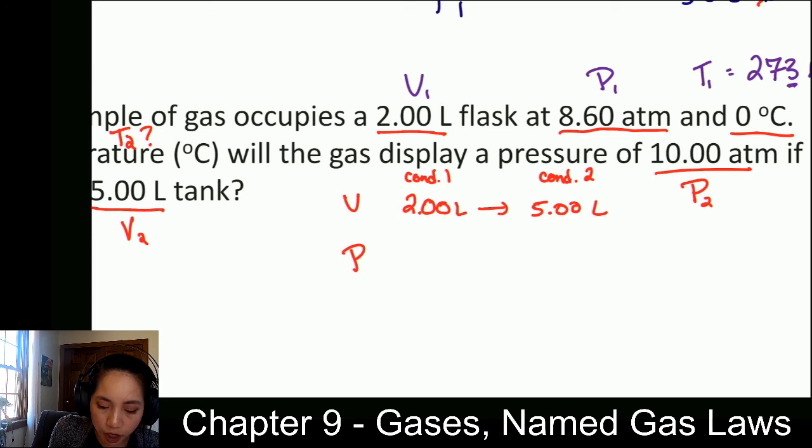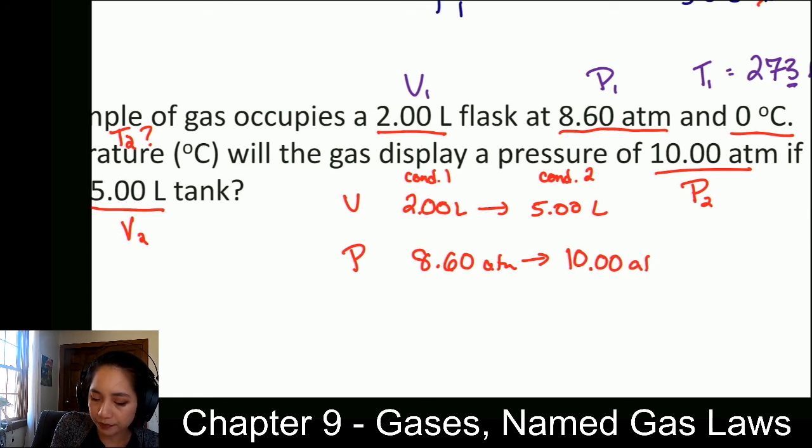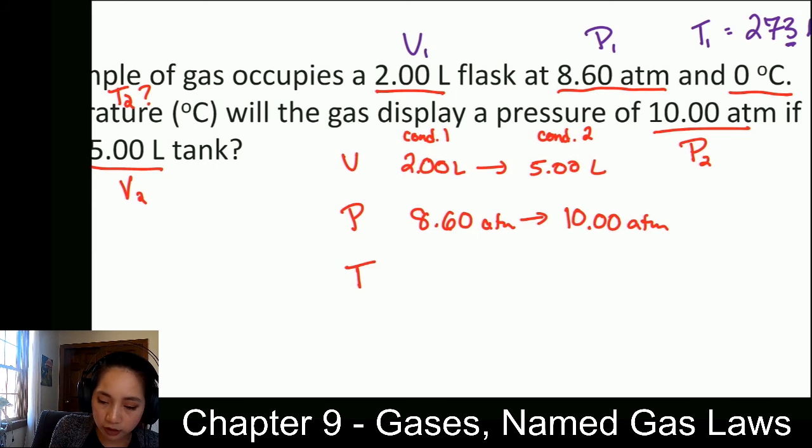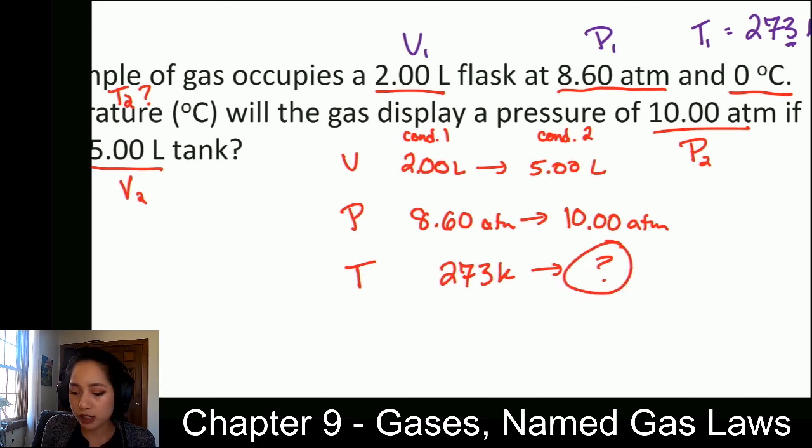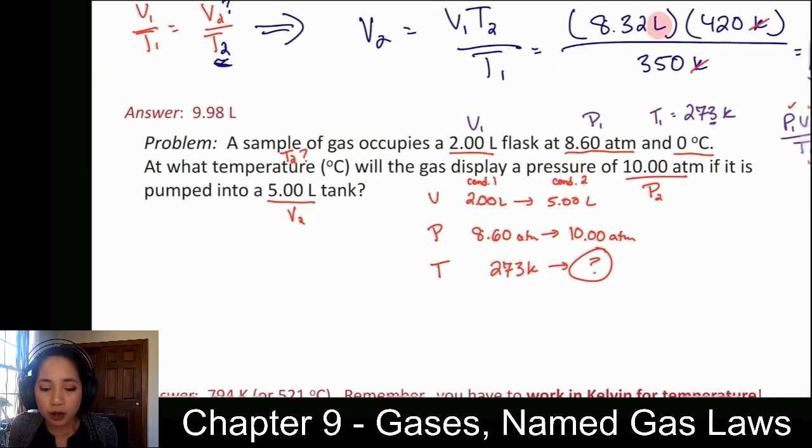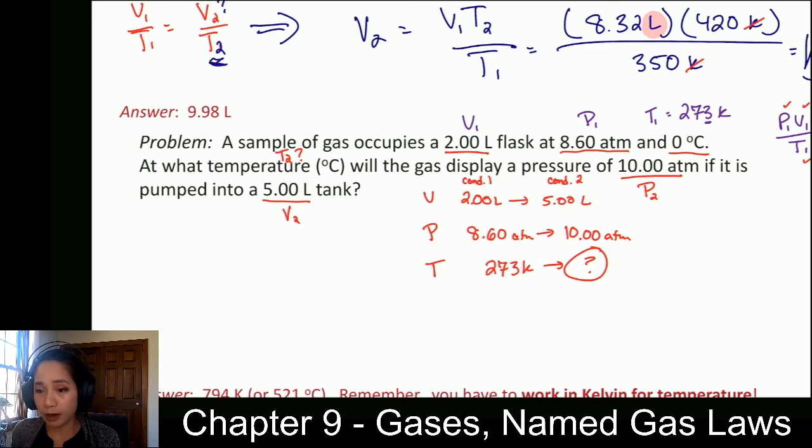What's happening to the pressure? It is going from 8.60 atm to 10 atm. So we're increasing the pressure. And then finally, temperature. It's going from 0 degrees Celsius or 273 Kelvin to some new temperature. So we don't know this. This is what we have to solve for. So we can't use just one of the named gas laws directly because too many things are changing. Nothing is staying constant. So this question requires you to use the combined gas law.